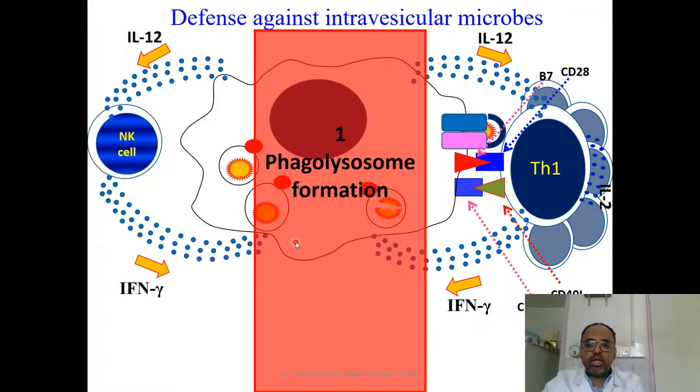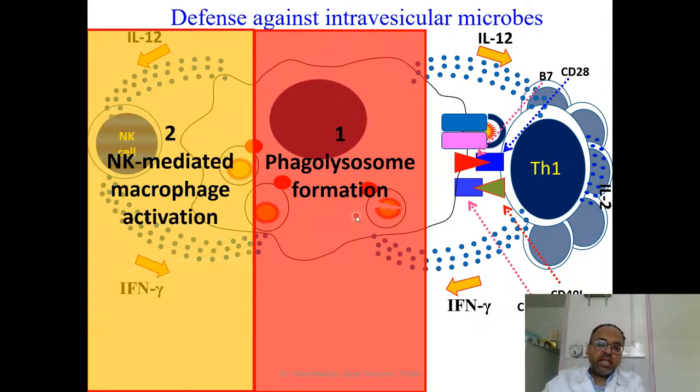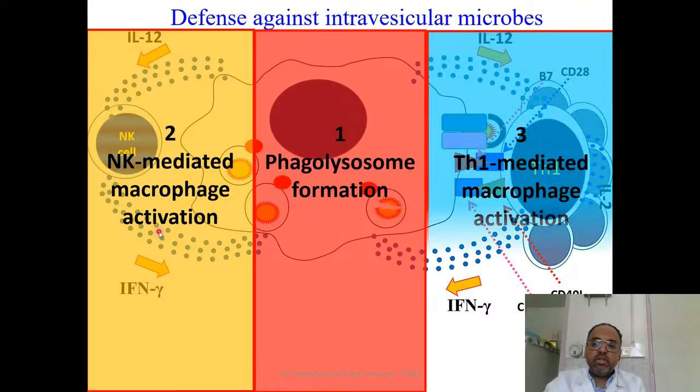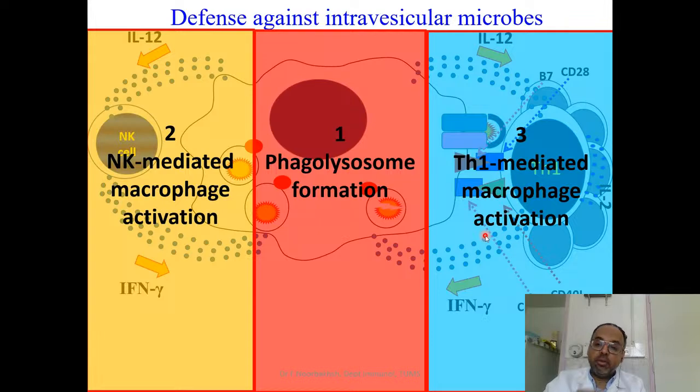All right, so I have three mechanisms here to make it a bit colorful. Number one, number two, number three. Number one is the formation of phagolysosome. This is an innate defense. The second is natural killer cells helping macrophages. So I'm assuming that this antigen presenting cell here is a macrophage. I have made a phrase for it, NK mediated macrophage activation. You can call it NK cells help macrophages. This is another innate defense. And finally, we have T helper 1 cells helping macrophages.